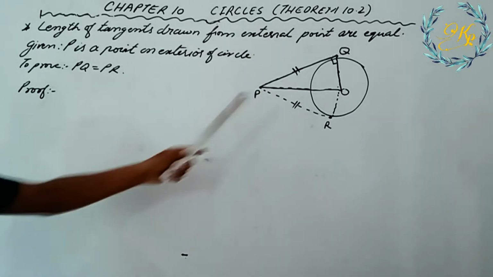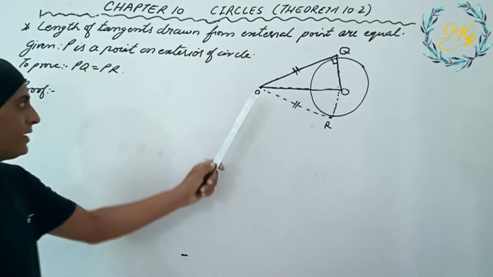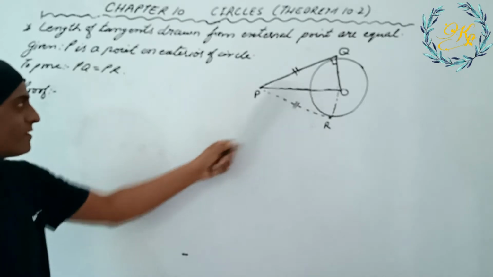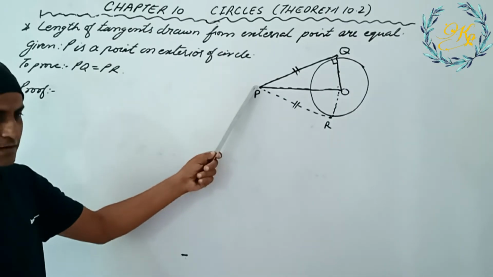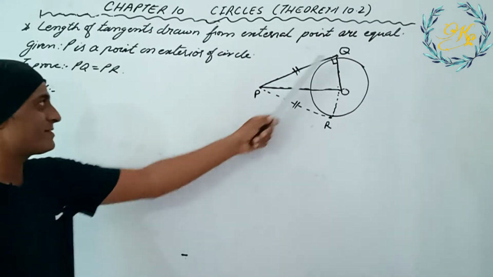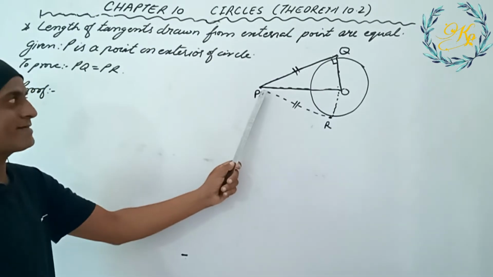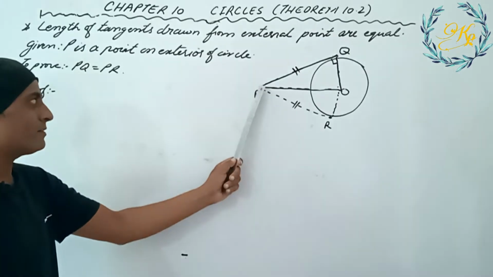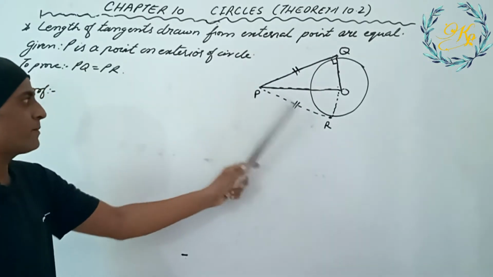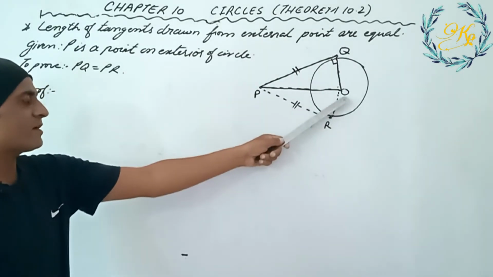If you see in this figure that I have drawn on the blackboard, P is a point which lies on the exterior of the circle, that means on the outside of the circle, and we have joined 2 points Q and R on the boundary of the circle with this point P. So you can see 2 tangents here. One tangent PQ and the other tangent PR. Let the center of the circle be O.